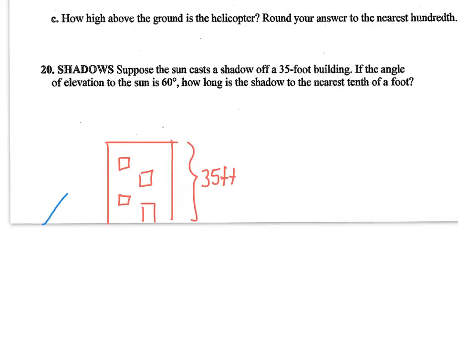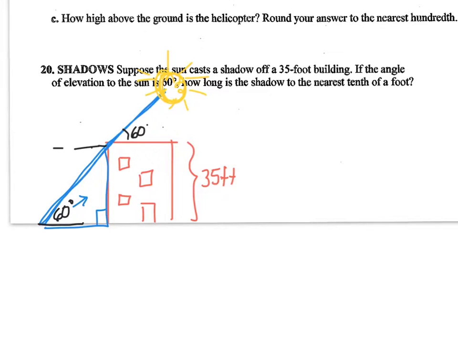Okay, so angle of elevation to the sun, so here's the sun. Okay. And the angle of elevation is 60 degrees. So this is the 60-degree angle, which is 60 also here with the ground, because these two lines are parallel. So by corresponding angles, those two angles are the same. This one and this one are the same by corresponding angles. So what I have here is a right triangle.